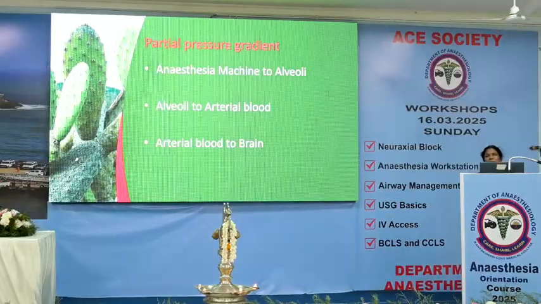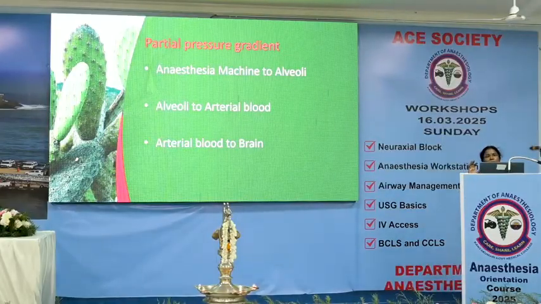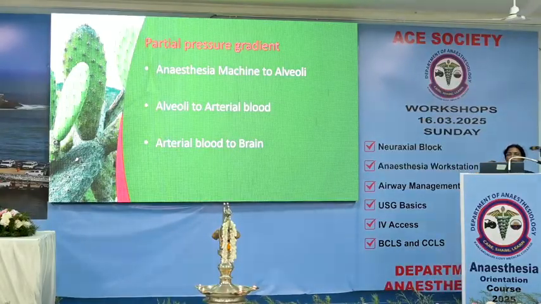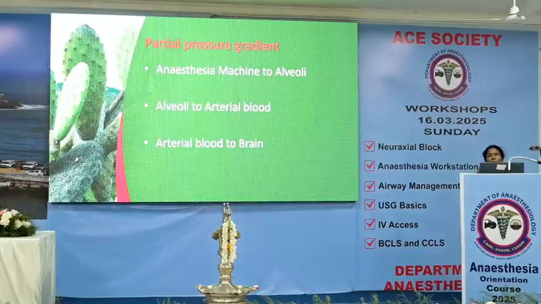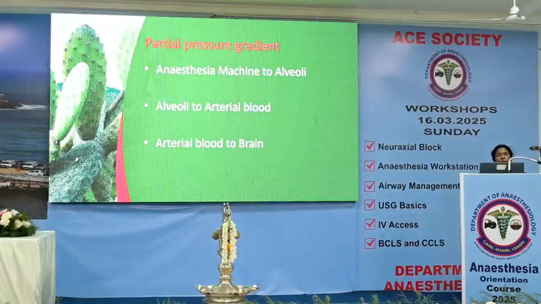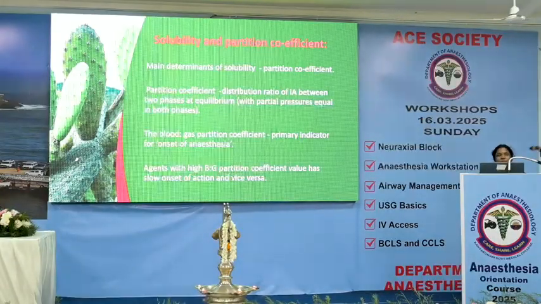For any inhalation induction, there should be an adequate partial pressure gradient. That is, there should be a gradient so that the gases will flow from one point to another. So you have 3 phases here. First the gas, for example sevoflurane, should come from the anesthesia machine, that is the vaporizer, to the alveoli. Then from alveoli to arterial blood and the arterial blood to the brain. This partial pressure gradient is very important for good induction of anesthesia.